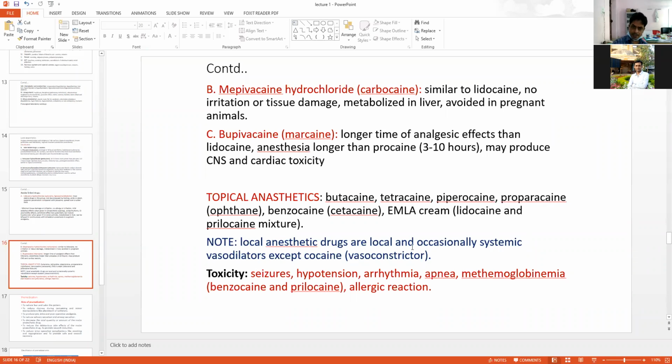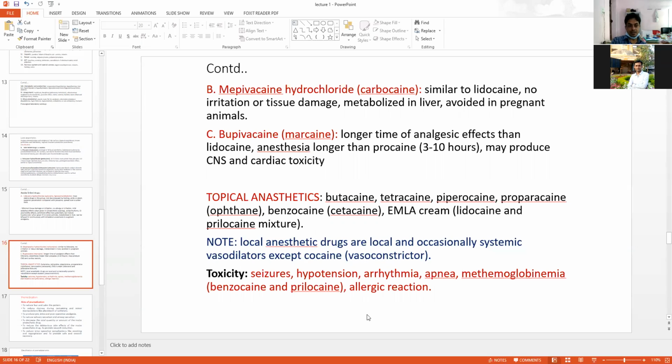Now, local anesthetic drugs are always local and occasionally systemic vasodilators, except cocaine. These are some important points regarding cocaine. Local anesthetic drugs are always local and occasionally systemic vasodilators, except cocaine. Cocaine has a vasoconstrictive property.